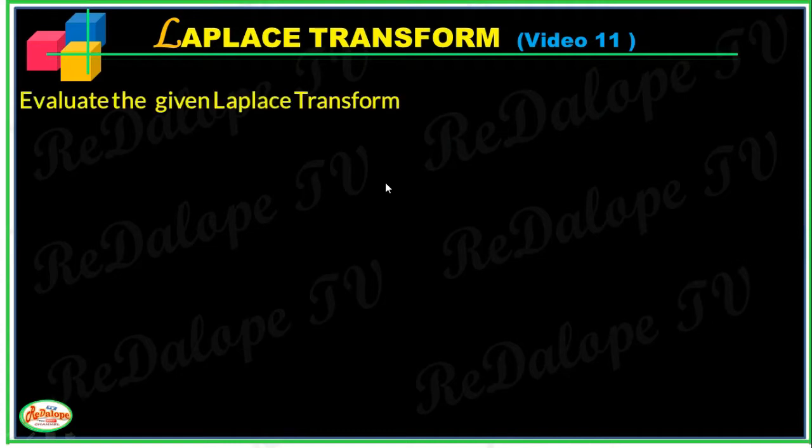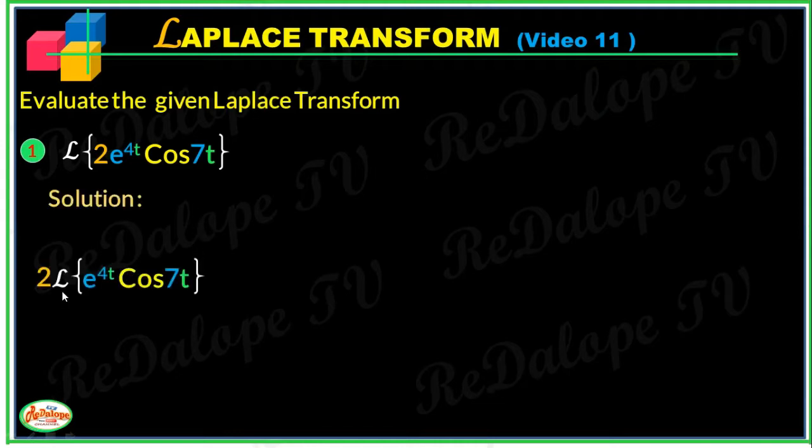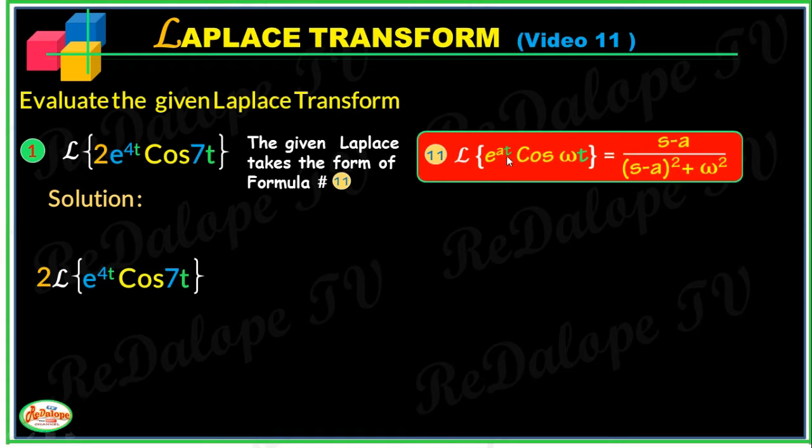Say the given problem is the Laplace of twice e raised to 4t cosine 7t. This can be written as 2 multiplied by the Laplace of e raised to 4t cosine 7t, since the constant should always be placed before the Laplace symbol. Now e raised to 4t cosine 7t takes the form of formula number 11. E to the at is the same as e to the 4t, and cosine omega t is equal to cosine 7t.